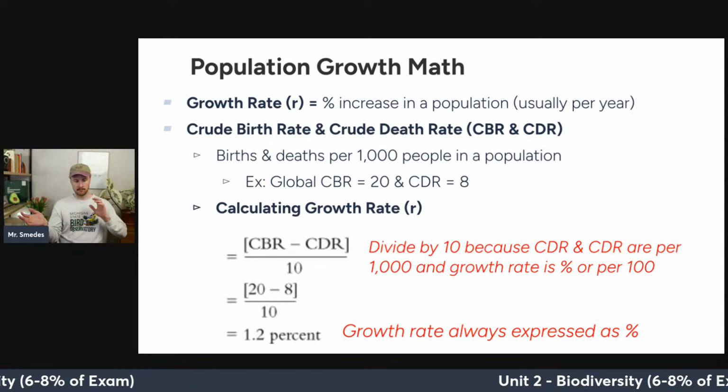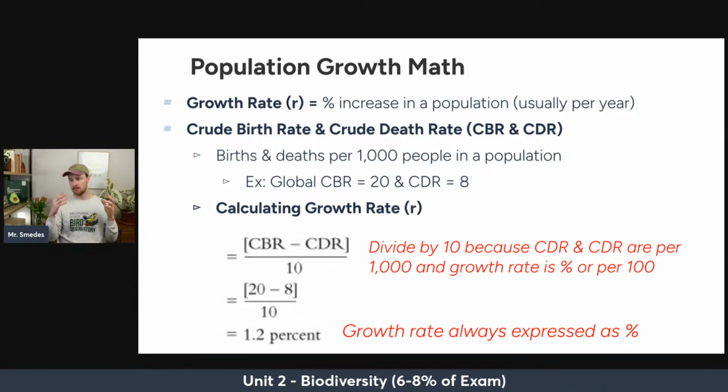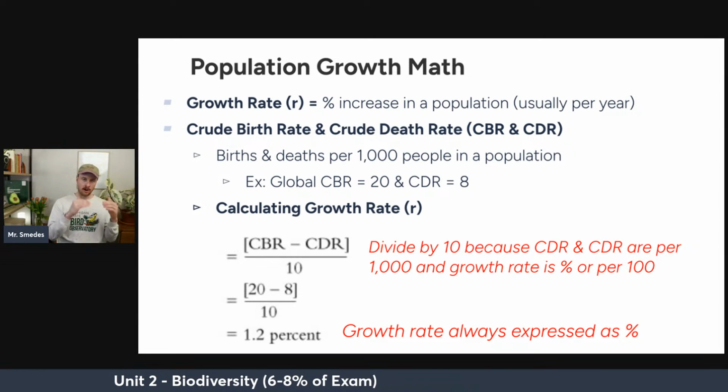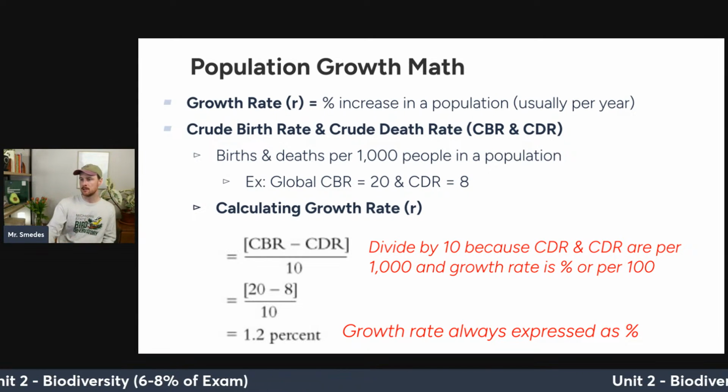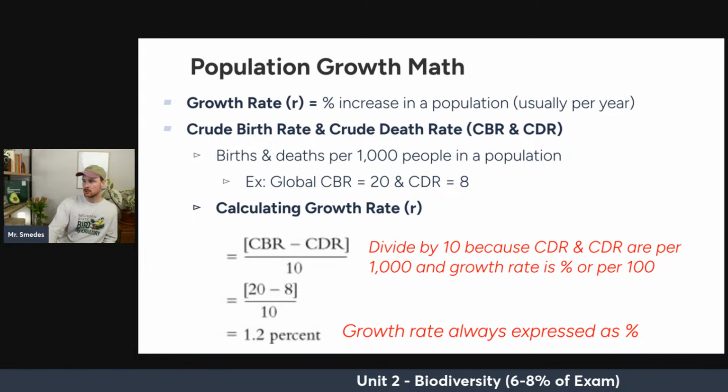Again, on all the released MCQ exams and practice exams, this appears. It often pops up as an MCQ, and it did pop up as an FRQ 2 years ago. So it will appear from time to time.